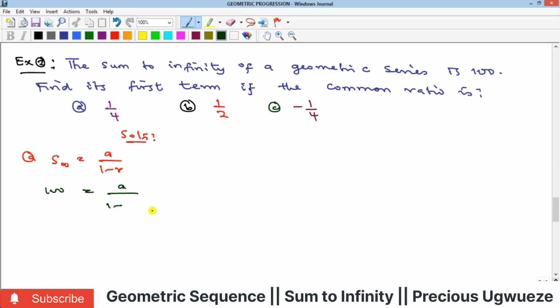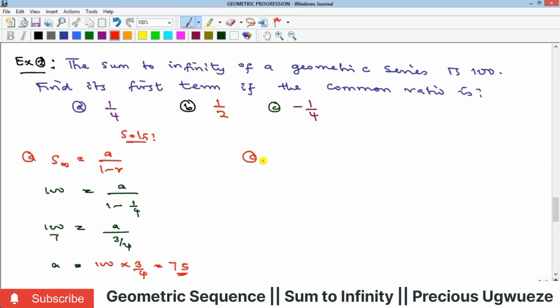And so we're going to have 100 is equal to A all over 1 minus our R. R here is 1 over 4. So here we're going to have 100 is equal to A all over 1 minus 1 over 4, which will be 3 over 4. And so if you cross multiply here, our A alone will be equal to 100 multiplying 3 over 4. And when 100 multiplies 3 over 4, you are going to have 75 as the value of your A.